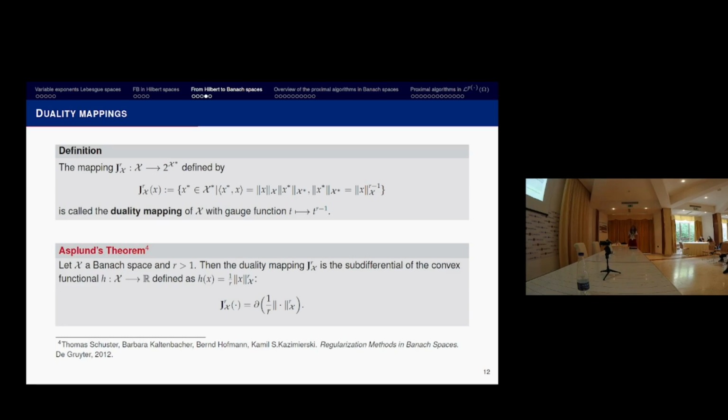So this is the definition of duality mapping that depends on a parameter r through a gauge function, that is t goes to t to the power of r minus 1. And what is used in practice is not the formal definition, but the Asplund theorem, which basically tells us that the duality maps are the subdifferential of the norm, not really the norm, but 1 over r times the norm to the power of r.